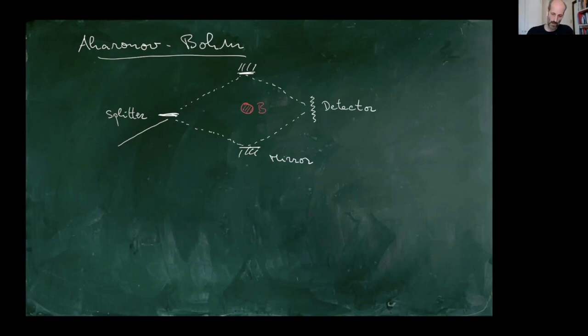But it turns out, and this is really an actual experiment that people did, that when you change the strength of the magnetic field, you do actually see a change in the interference pattern that you see in the detector. Okay.